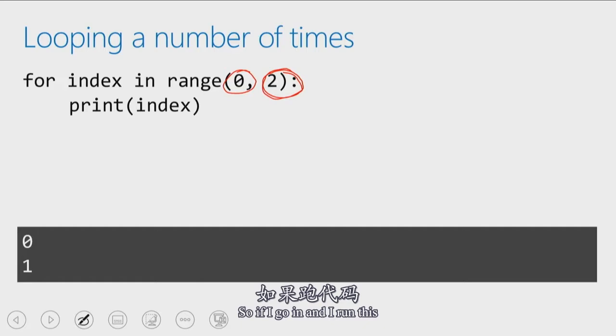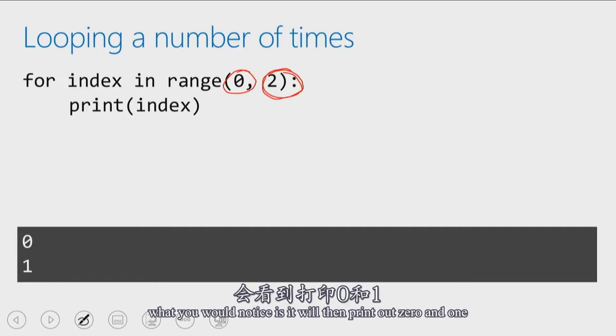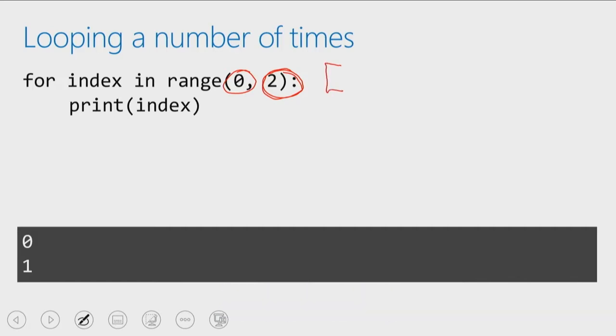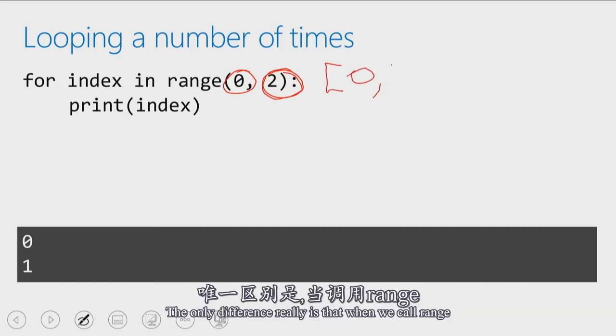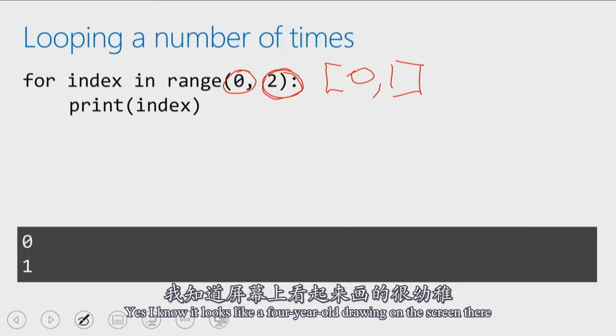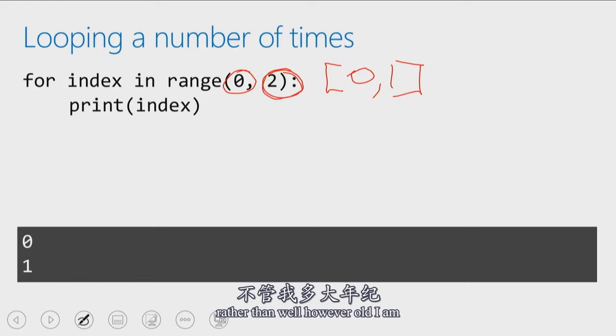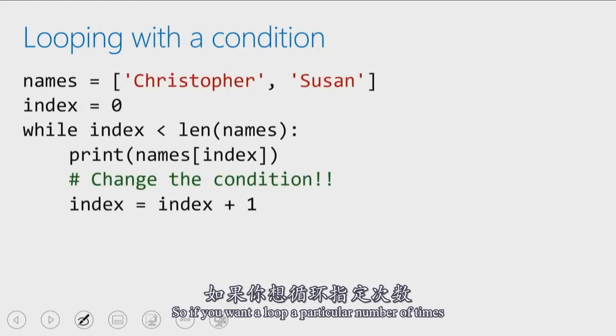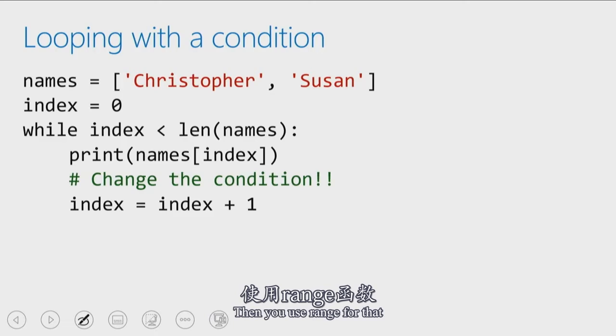So if I go in and I run this, what you would notice is it will then print out 0 and 1. So it behaves the exact same way that we saw before. It's still going to do that for loop. The only difference really is that when we call range, it's just automatically going to create that array of 0 and 1. And yes, I know it looks like a 4-year-old drawing on the screen there, but you sort of get the picture. So if you want to loop a particular number of times, then you use range for that.